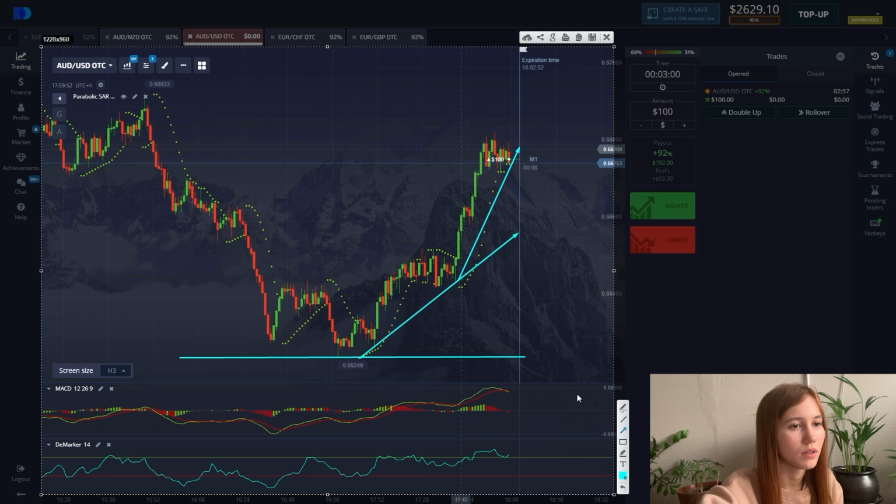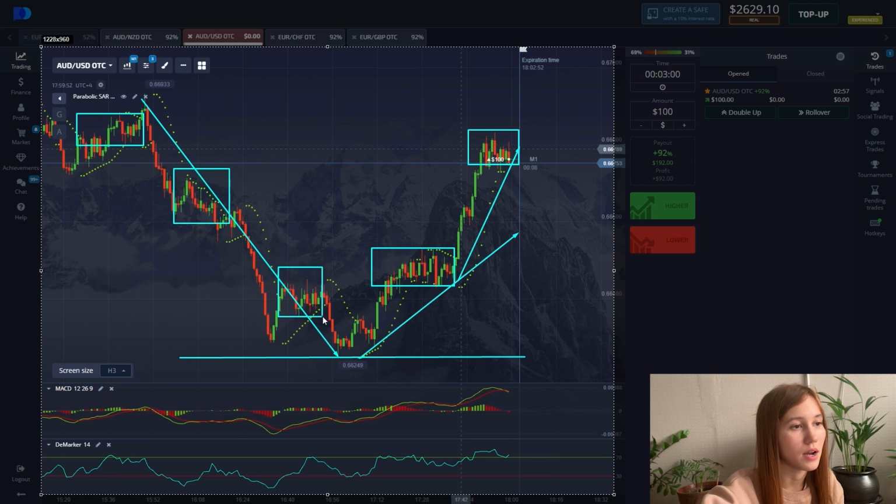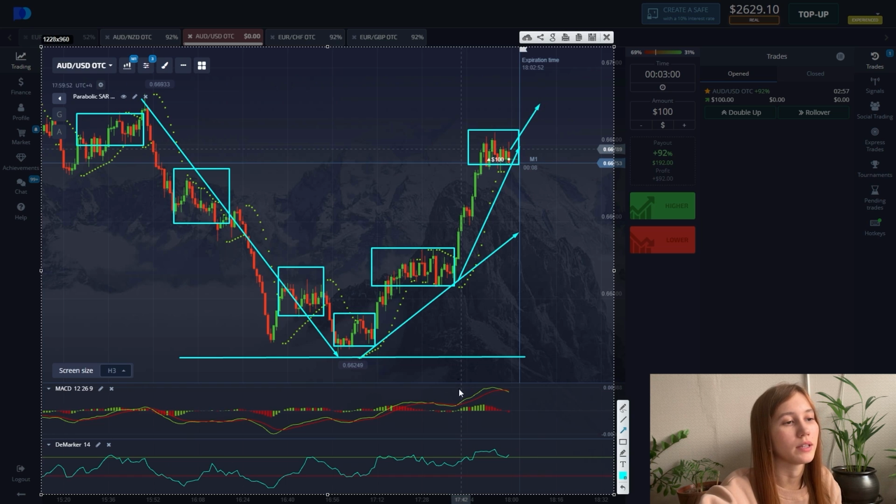So it went up. Here it was sideways. It had two little sideways movements below here. That's how the trend moves: sideways down, sideways down, sideways down, sideways up, sideways up, and again sideways, and most likely it will shoot up, and our trend will go up.